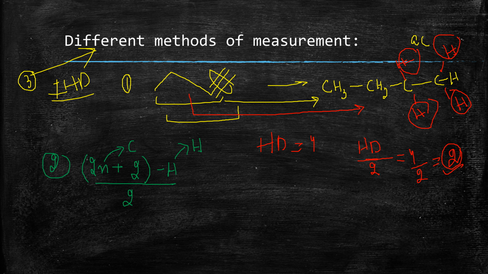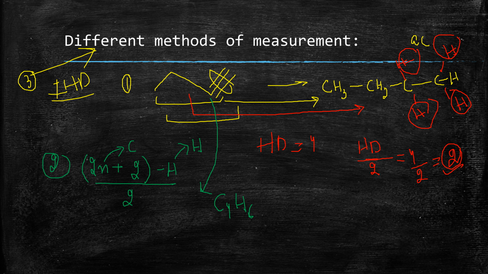Let us take this compound again. Let's try to write the formula of the given compound. That will be C4H6. If you see, 1, 2, 3, 4 carbons, and here we have 1, 2, 3 hydrogens. Here we have 2 hydrogens. Here we have no hydrogen. Here we have 1. A total of 6 hydrogens. So this is the formula.